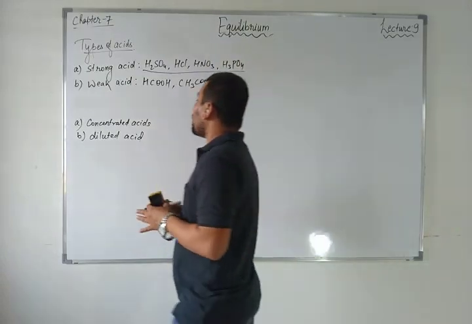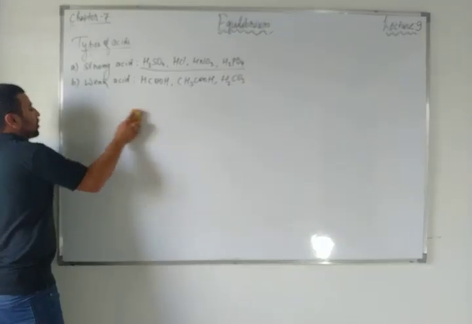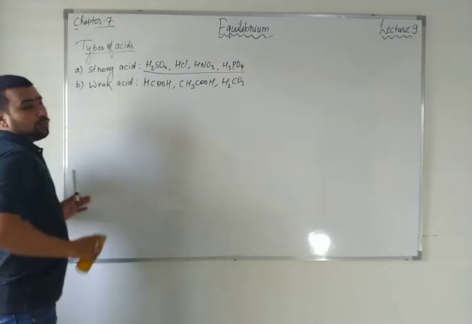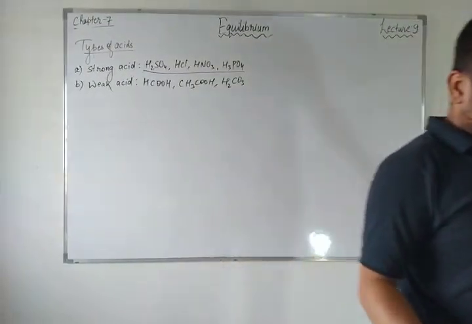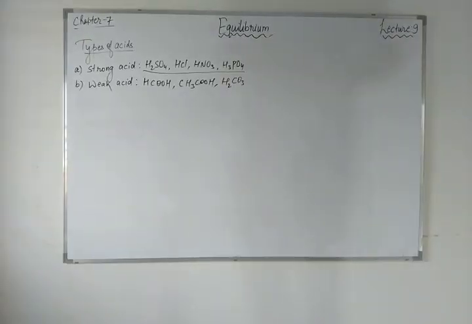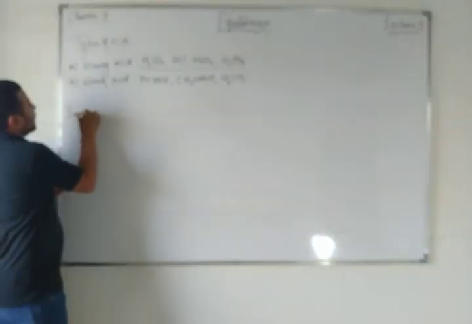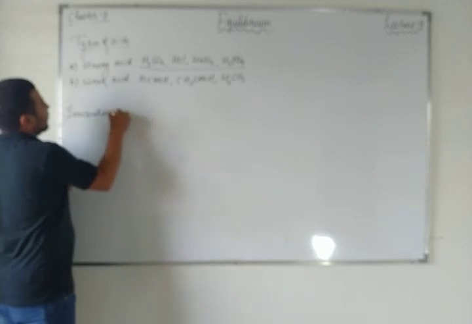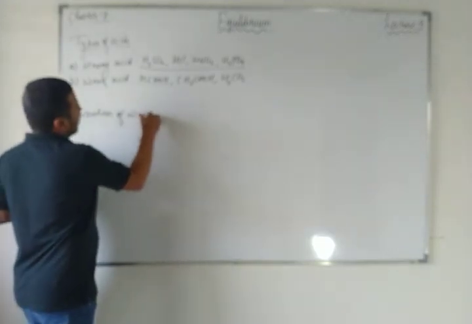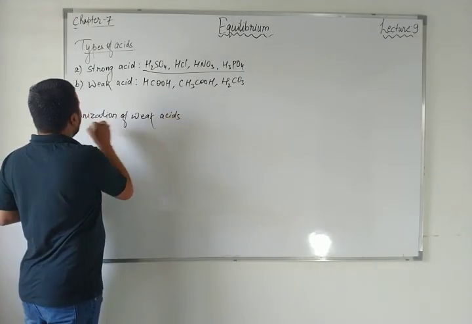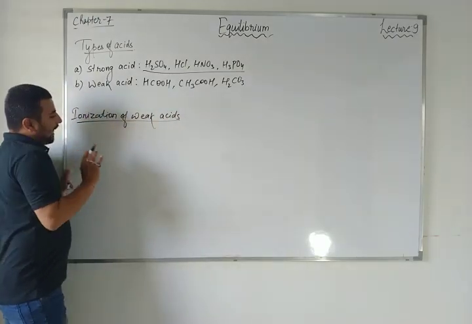Right now our main topic is to understand these ionizations: how strong acids and weak acids give you the knowledge about the ionization constant. Just suppose, first I talk about the ionization of weak acids, and after that the ionization of strong acids. Okay, so ionization of weak acids.